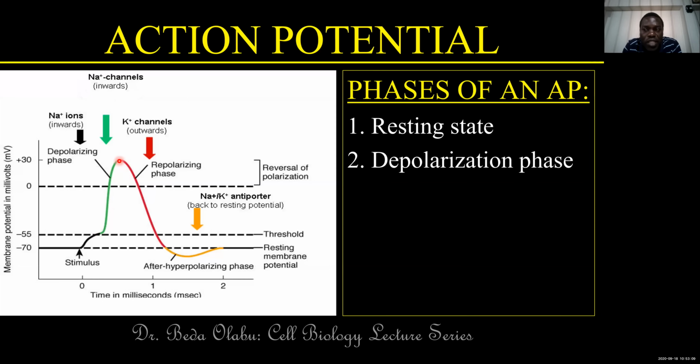The depolarization phase of the action potential is due to massive sodium influx following opening of voltage-gated sodium channels. Now, when the voltage-gated sodium channels open, sodium ions will move in massively, and that will cause the membrane polarity to be depolarized. It will cause a depolarization.